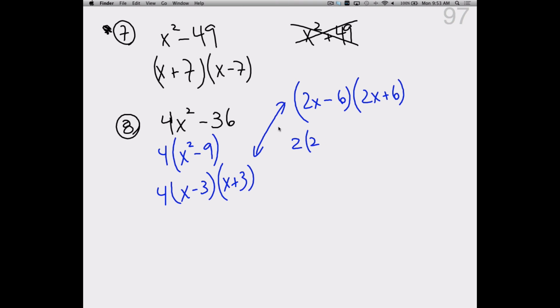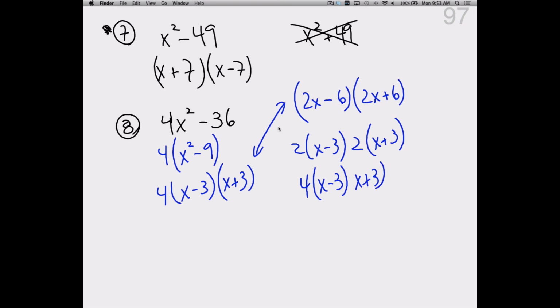So pull a 2 out of the first one. 2 times x minus 3. 2 times x plus 3. 2 times 2 is 4. Oh, look, the same answer. Yay! Same.